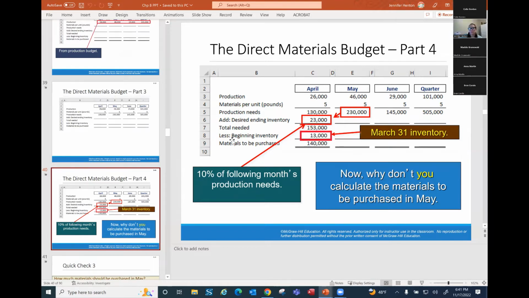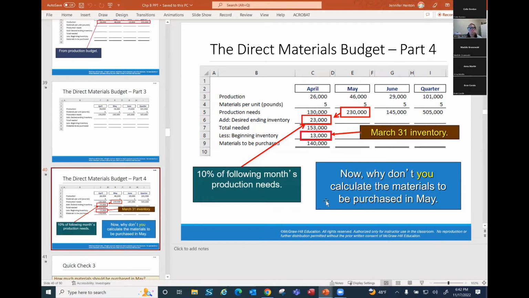And then I need to deduct the inventory that came in from March 31. And it's 13,000. That was the ending inventory in March. So I can deduct that. So I need to purchase 140,000 pounds in order to produce the 26,000 units of production. Okay. So I need 140,000 pounds of my raw material in order to produce 26,000 units.